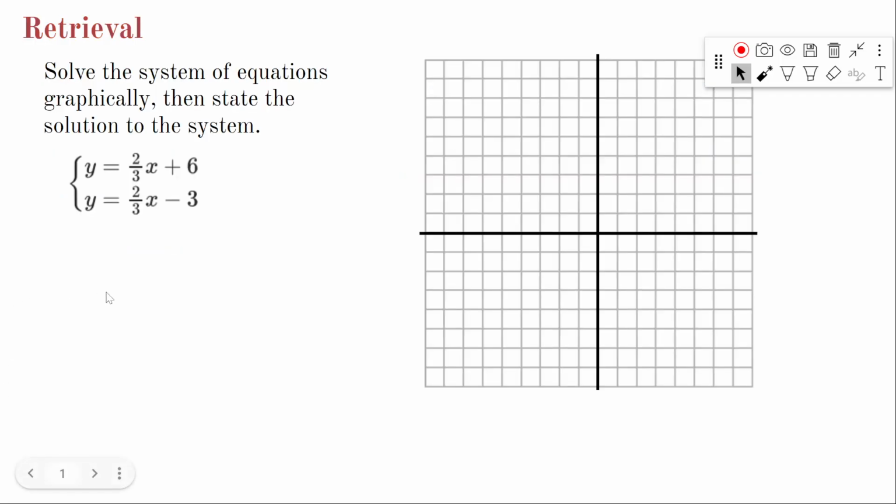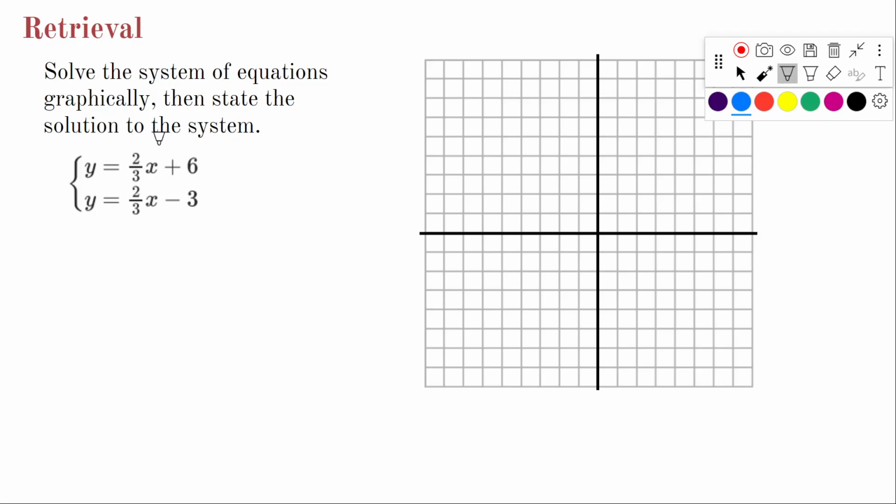So we're going to begin with this system of equations where we have y equals 2/3 x plus 6 and y equals 2/3 x minus 3. The nice thing about this system is that both equations are in slope-intercept form. What that means is that each equation gives me the slope of the line as well as the intercept of the line. So let's start with the first equation.